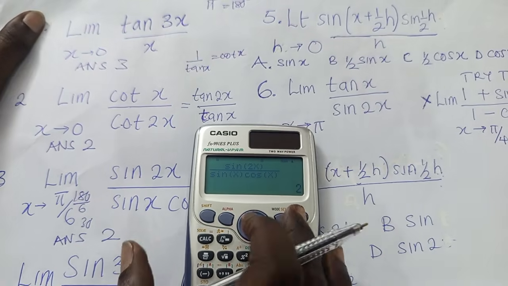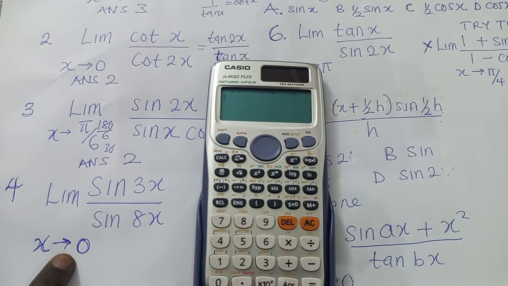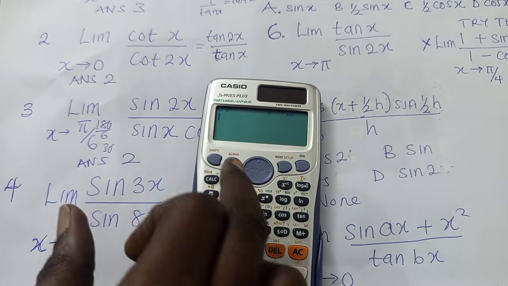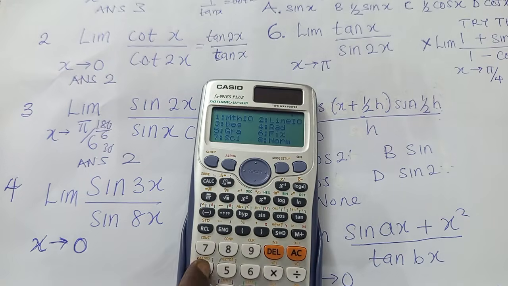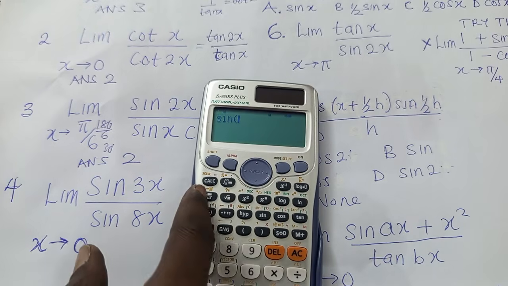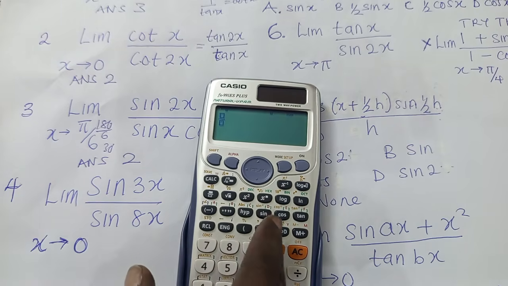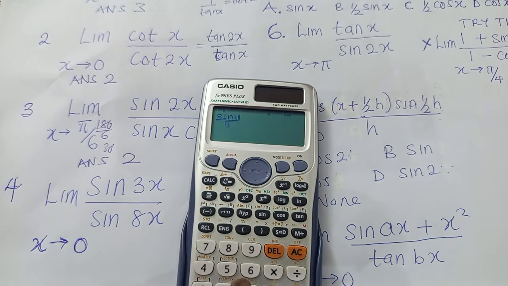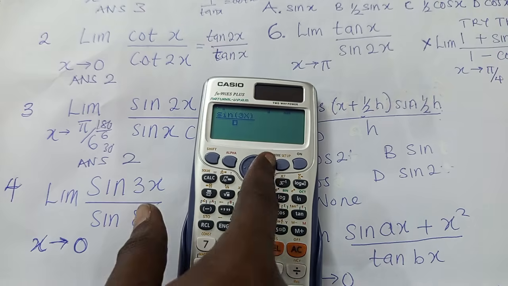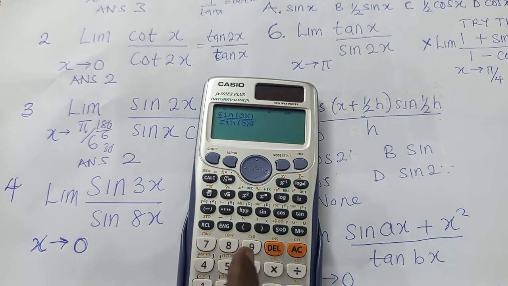Now the next one is tending to 0, number 4. So I advise us to check our mode and set it back to radian. Now you can type the value. Let me open the bracket, fraction: sine 3x, close bracket, over sine 8x.